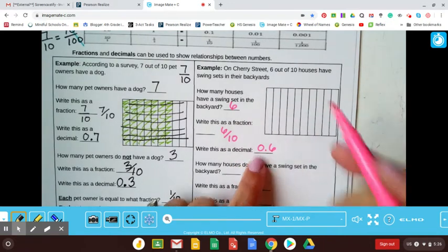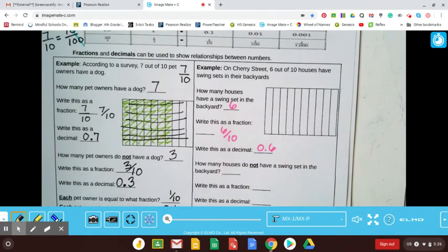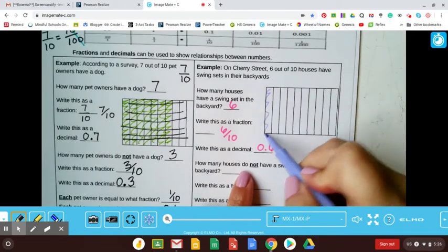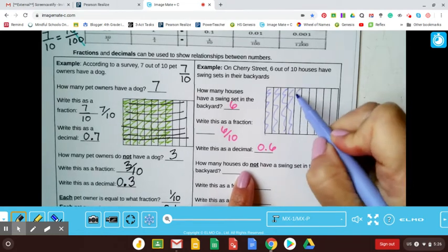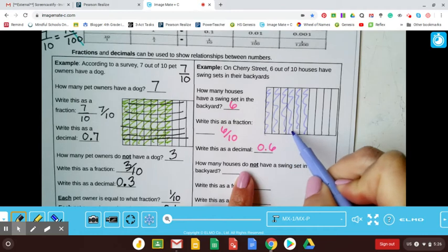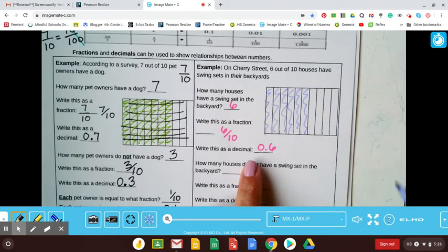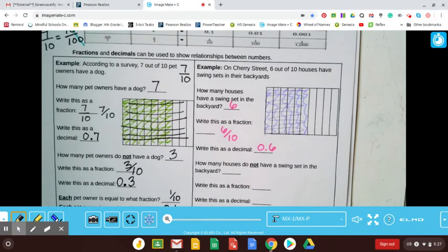And let's show that on our model. Well, there's 10 houses here, and if I have 6 of them, it would look like this. 1, 2, 3, 4, 5, 6. 1, 2, 3, 4, 5, 6. Just double checking my work. And then I could shade all of that in a lot nicer.